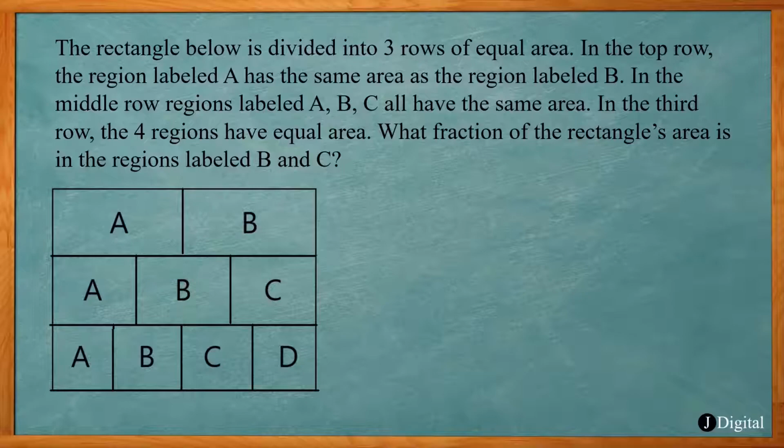In the middle row, regions labeled A, B, and C all have the same area. In the third row, the 4 regions have equal area. What fraction of the rectangle's area is in regions labeled B and C?